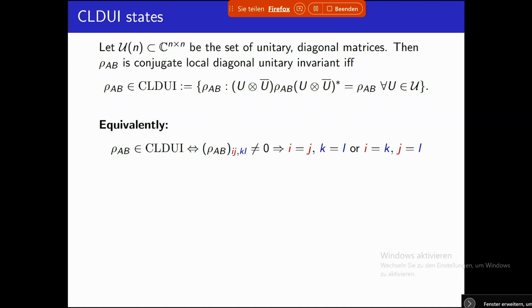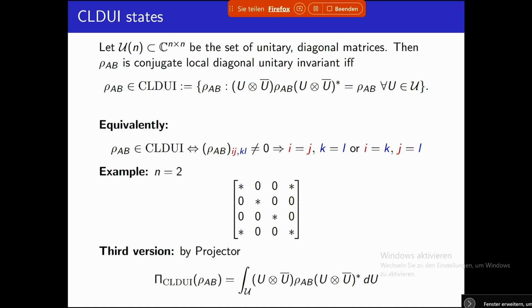So I think I have a small example here. We're going to see several of those. So this is the sparsity pattern for CLDUI in the case n equals 2. So where the stars are, you can have whatever entry, and then you have all those zeros outside of the stars. And the third version to describe this set is through something which I learned a couple days ago, is called the, no, I didn't learn it apparently, because I forgot the word again.